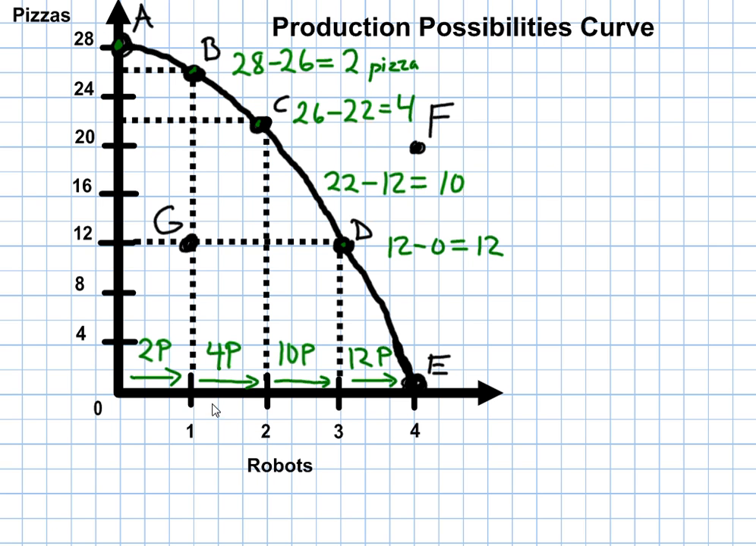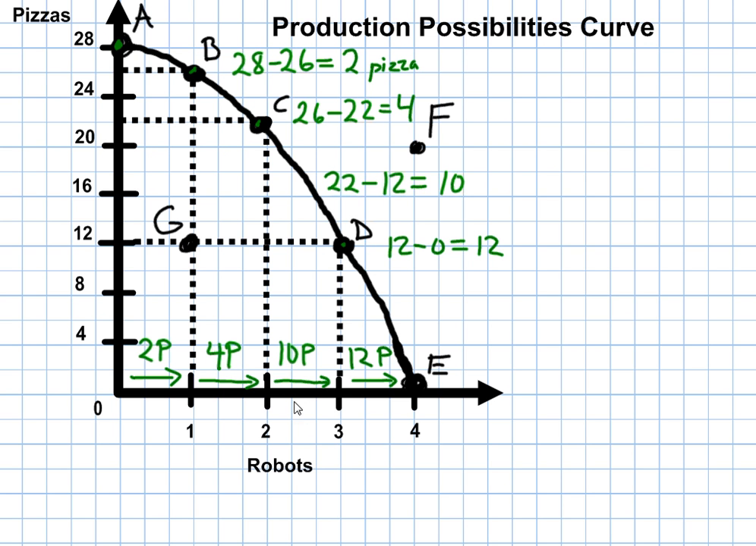When I go to look at the opportunity cost of the second robot, in marginal analysis, I'm looking at only what is the additional sacrifice. I already gave up 2 pizzas to get my first robot. What do I have to give up on top of those 2 pizzas in order to get a second robot? The answer is 4, because at 1 robot I could make 26 pizzas. Now at 2 robots I can only make 22. 26 minus 22, 4 pizzas.